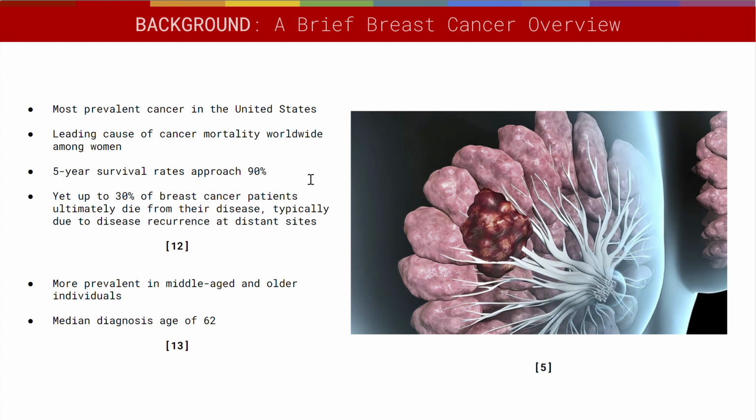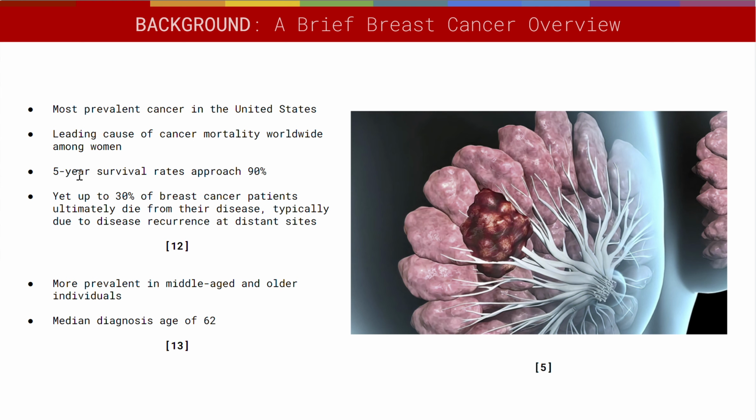A brief overview of breast cancer here, because the specific cell line that we're talking about, and we'll discuss what is a cell line after, is about breast cancer because that specific cell line is actually derived from breast cancer, and it's one of the most aggressive ones. So basically, breast cancer is the most prevalent cancer in the United States. It's a leading cause of mortality worldwide among women.